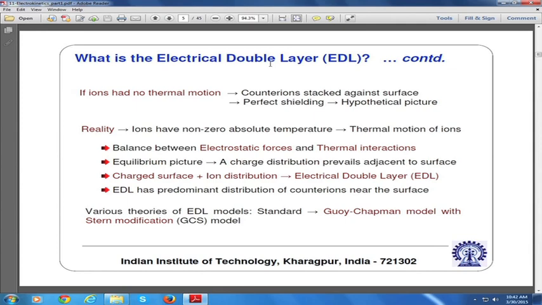By Coulombic attraction, what will happen? All the positive ions will tend to fall on the negative surface. But because of thermal energy, ions will try to escape from that attraction and will try to remain in the bulk. So there will be a balance at equilibrium. There will be an equilibrium distribution of ions in the fluid. So there is a charge distribution that prevails adjacent to the surface. So you have a charged surface and an ion distribution. So basically you are considering two layers. One is a charged surface layer and another is the ion distributed fluid layer, and these two together we call the electrical double layer.